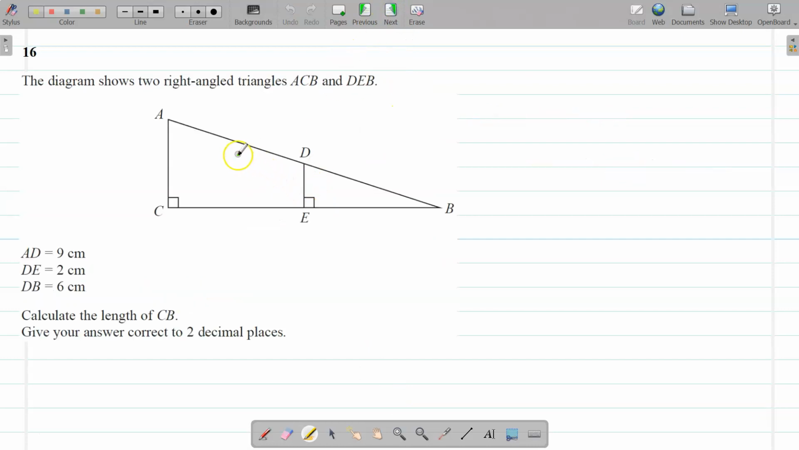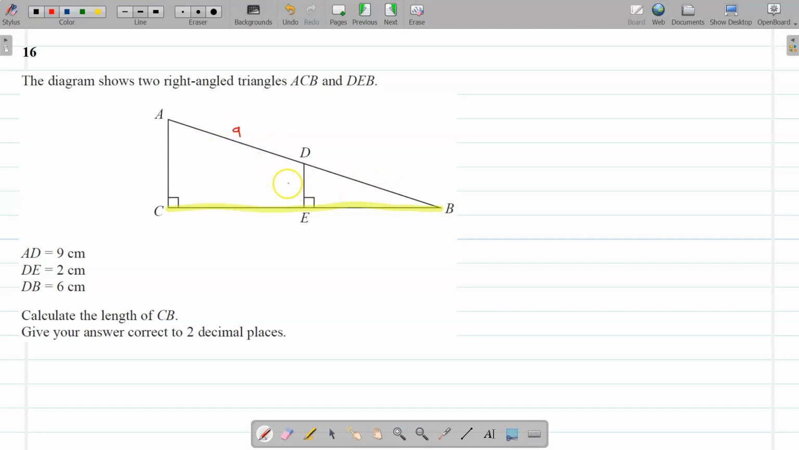Okay, this is a question really about similar triangles. Okay, we got to find the length of CB, which is the length along the bottom here. Okay, that's what we got to find, the total length of that. The first thing I would do is put information in that I've been given. So I'm told that AD is 9.